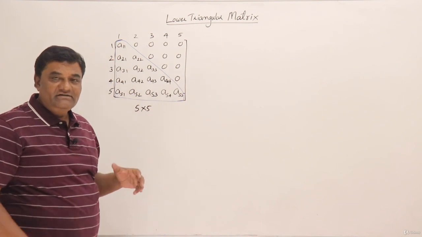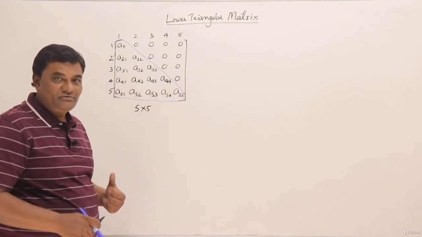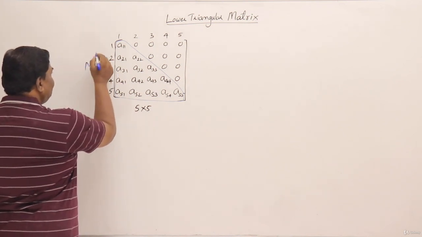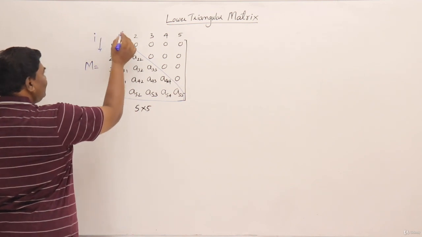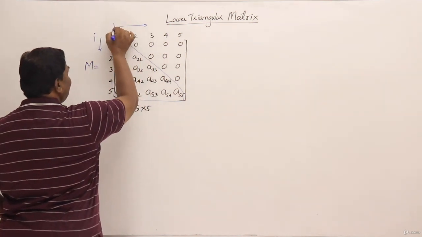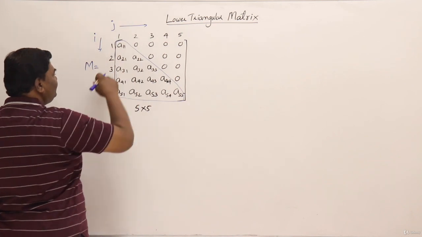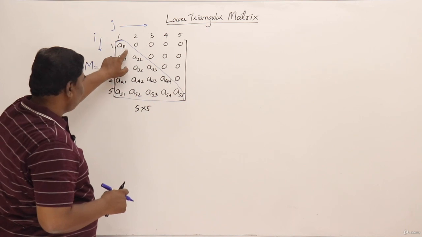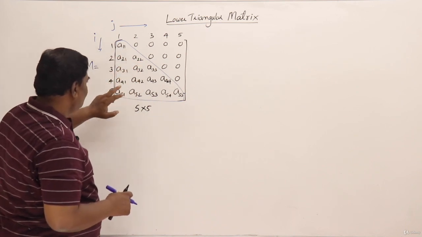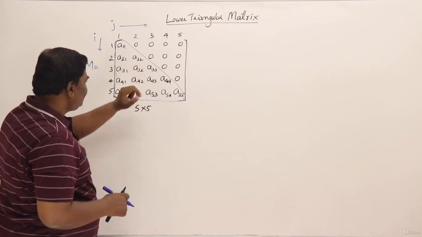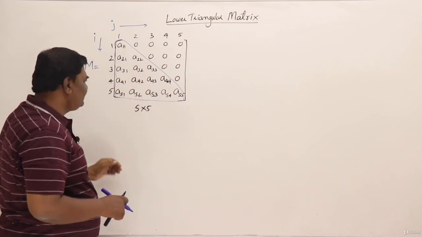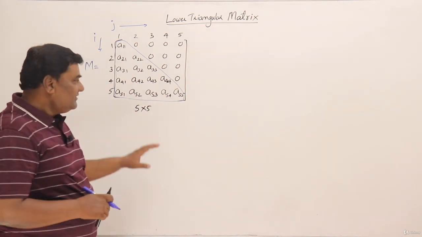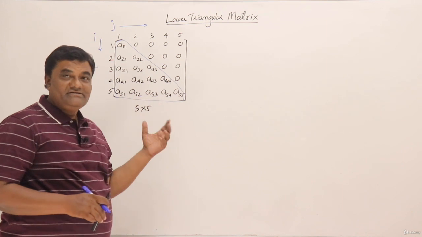Now let us define this and see which elements are 0, which are non-zero. Let us check the indices. If the name of this matrix is M and these are rows and let us call them as I, and these are columns, let us call them as J. Now if I compare I and J, this is 1 1, 2 1, 2 2, 3 1, 3 2, 3 3. So if you check all these indices, I value is greater than or equal to J value. So for non-zero elements, I value is always greater.